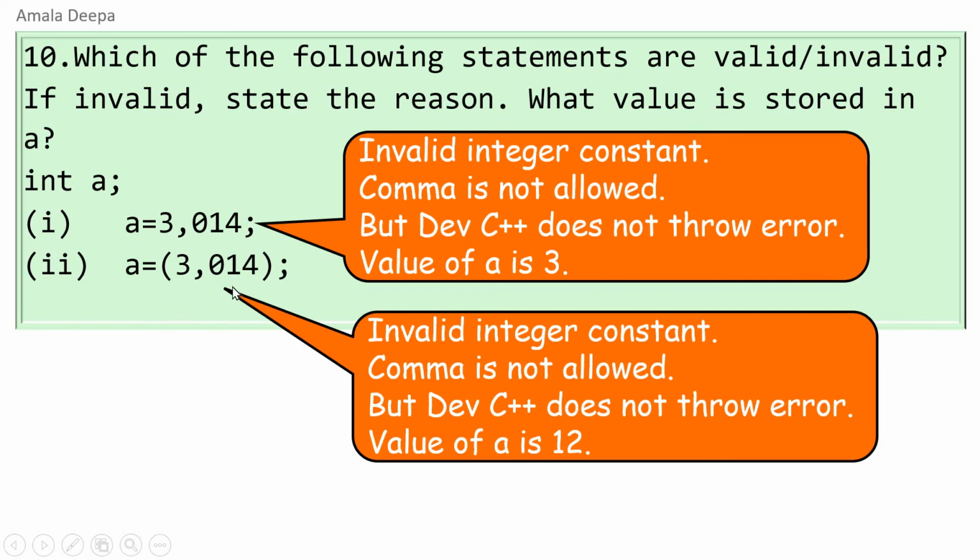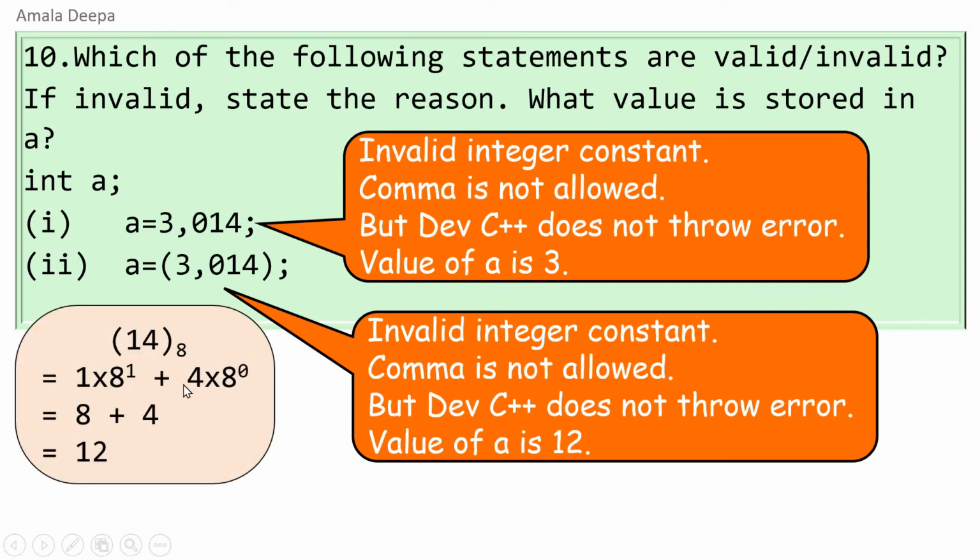My guess is Dev C++ has taken the value of a as 014. And you already know that an integer constant prefixed with 0 is treated as an octal integer. So you take 14 as an octal number, 14 to the base 8, and convert it to decimal by applying positional weights, powers of 8. 14 to the base 8 is equal to 1 into 8 power 1 plus 4 into 8 power 0, which is equal to 8 plus 4 equal to 12. That is why the value of a is 12.